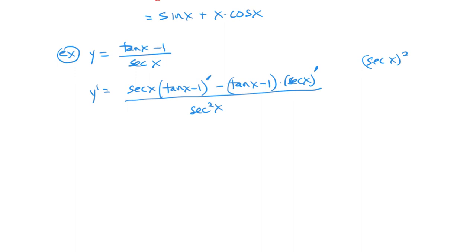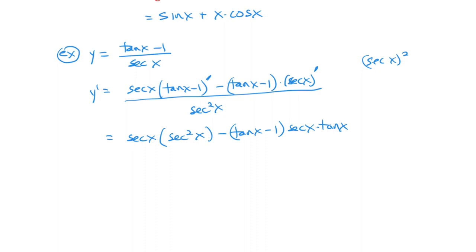All right, so then we've got derivatives to take. We need to take the derivative of this one and the derivative of this one. So let's see, that gives us secant of x times the derivative of tangent, which is secant squared x. The derivative of 1 is just 0, so that's just gone. Minus tangent x minus 1 times the derivative of secant x, which is secant x times tangent x.